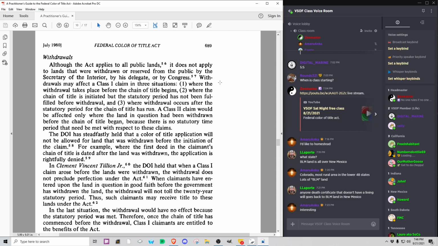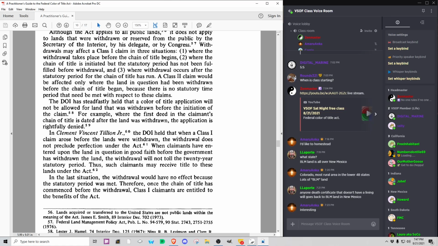The DOI has steadfastly held that a color of title application will not be allowed for lands that were withdrawn before the initiation of the claim. For example, where the first deed in the claimant's chain of title is dated after the land was withdrawn, the application is rightfully denied. Yeah, okay, so that would be where they had withdrawn the land, meaning put it into a national park, basically. So if somebody tried to bring a claim to it that was dated after they'd turned it into a national park, well, then clearly that application is rightfully denied. And I understand that. That makes sense.